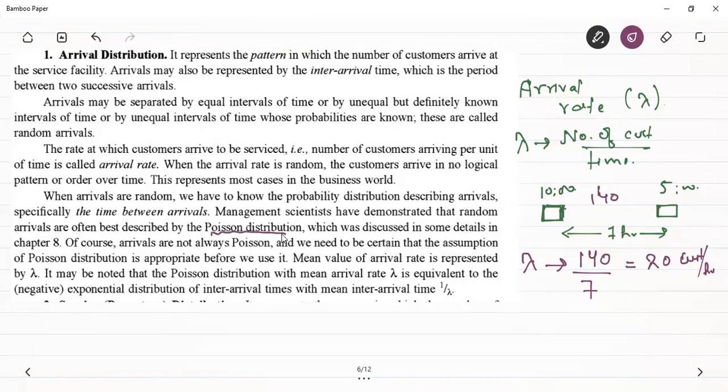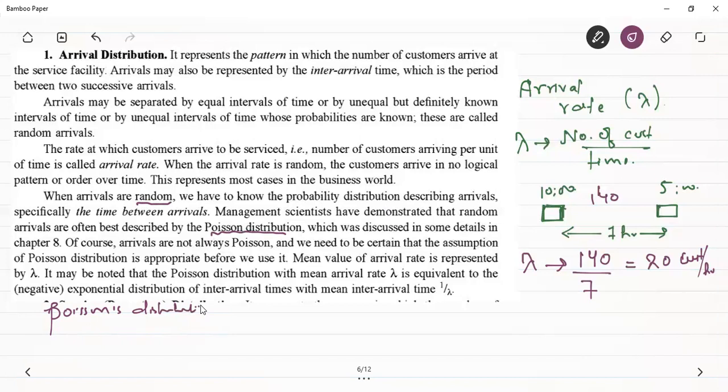Okay, so since these arrivals are random, you can't predict the arrival. The probability distribution which we have given to this is the Poisson distribution. Okay, we say that the arrival pattern follows the Poisson distribution.